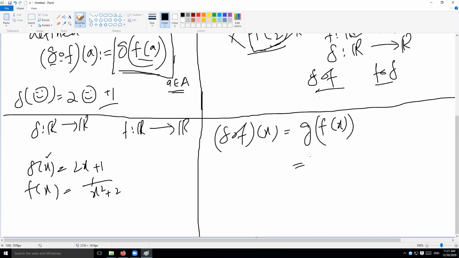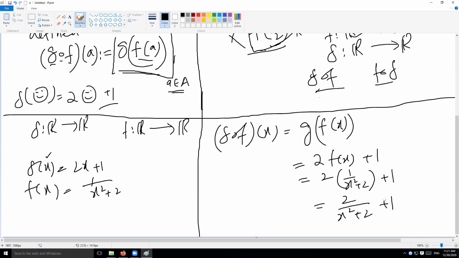So if I'm substituting f of x into g, I'm going to get 2 times f of x plus 1. But what is my f of x? f of x is 1 over x squared plus 2. So it is the same as 2 over x squared plus 2, plus 1. And that's really g composition f.